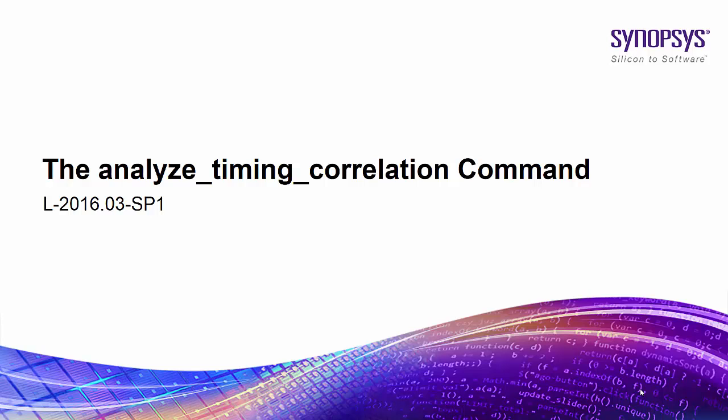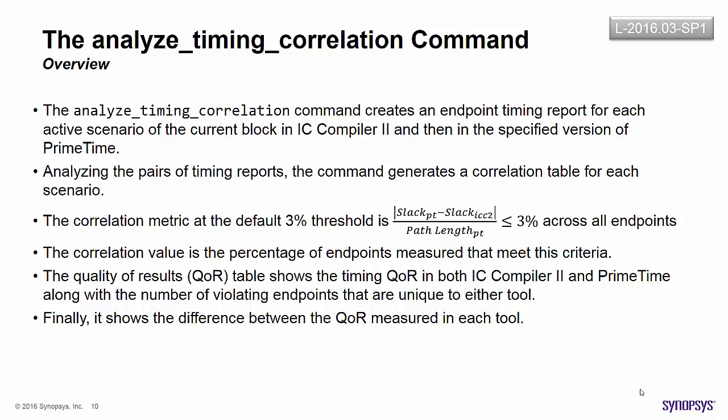New analyze_timing_correlation command from 1603 SP1. The analyze_timing_correlation command creates an endpoint timing report for each active scenario of the current block in ICCII, and then in the specified version of PrimeTime. Analyzing the pair of timing reports, the command generates a correlation table for each scenario.